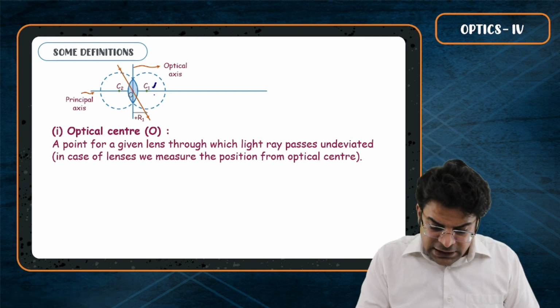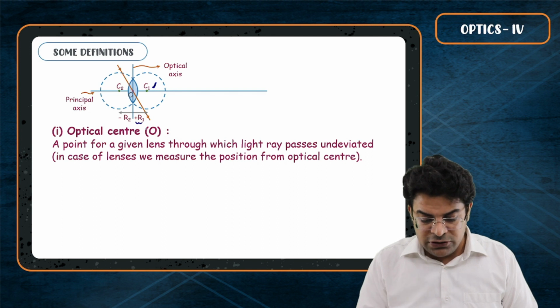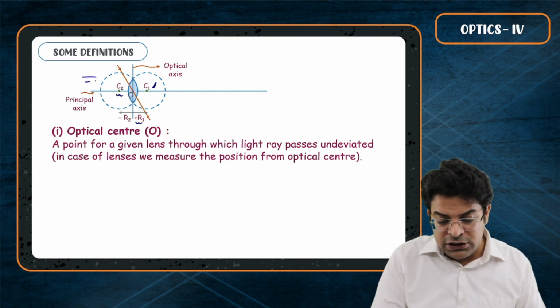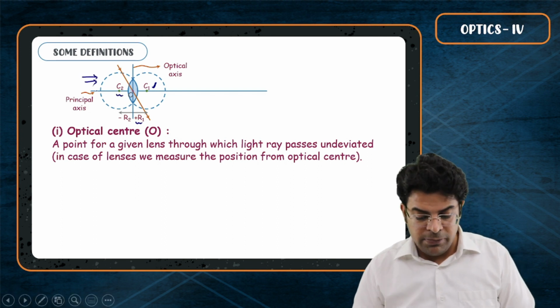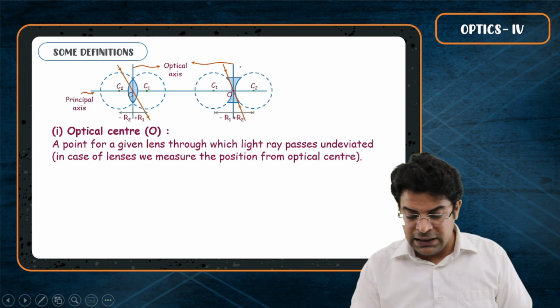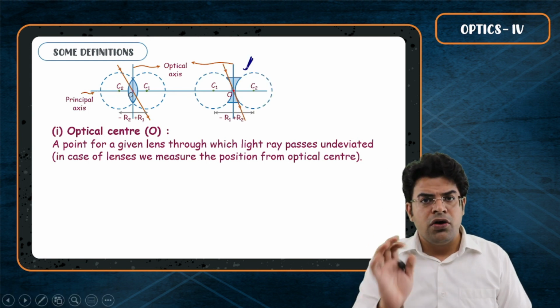For this center C1, you will take R1 as positive, and for this center C2, if you assume the incident rays from the left, R2 will be negative. And the same type of definition holds for a concave lens.